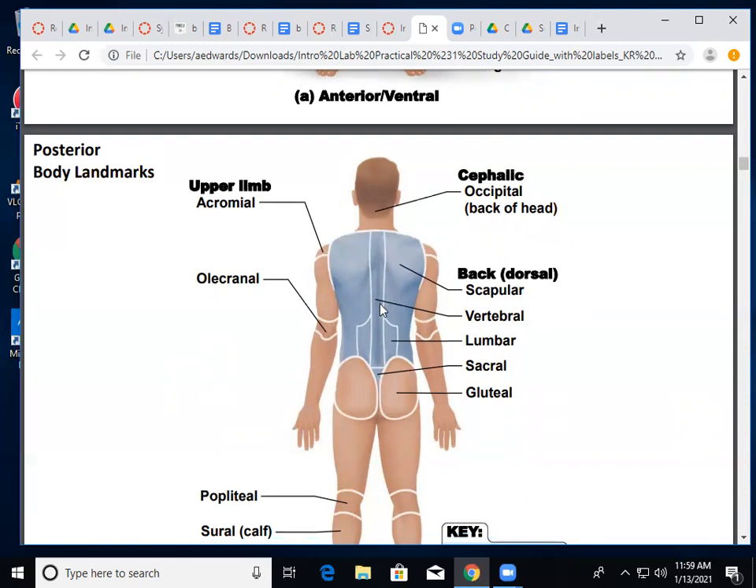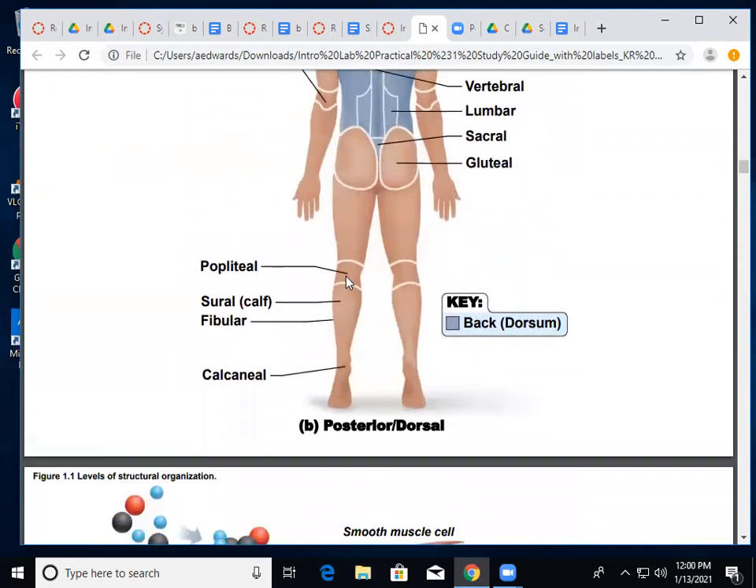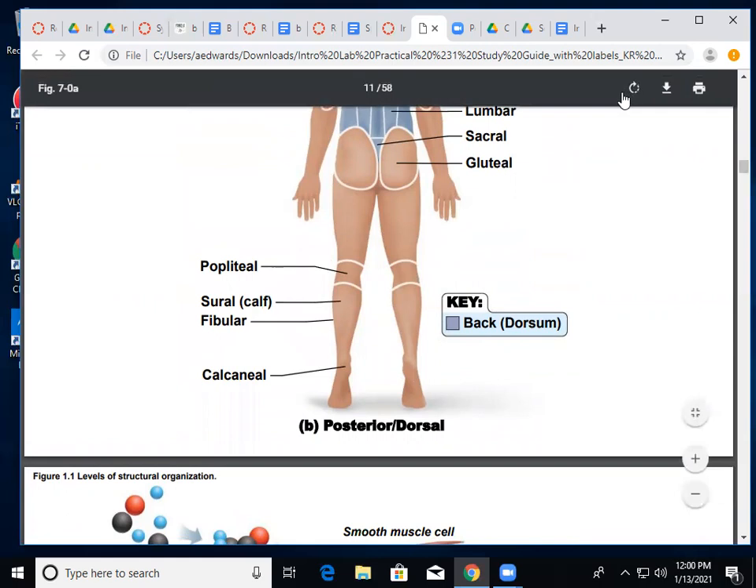In the back, it's your scapular region because you have a scapula bone right there. Where your vertebrae are, we call that vertebral. Where your sacrum is, we call it sacral. And again, if you don't know about the sacrum, it's okay. We're just starting out, right? The lower back we call the lumbar region. Where the gluteus maximus muscle is, we call that gluteal. And the lower leg, just like the front, your kneecap was patellar. The back, we call that popliteal.